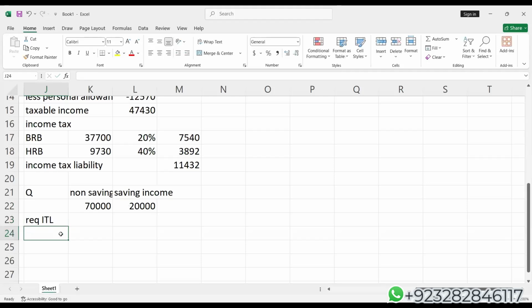Now, I'm giving you a quick revision regarding saving income. If the individual is a basic rate taxpayer, then on saving income you get a nil rate band of £1,000. If the individual is a higher rate taxpayer, then on saving income you get a nil rate band of £500. If the individual is an additional rate taxpayer, then on saving income you will not get any nil rate band. So just keep these points in your mind.